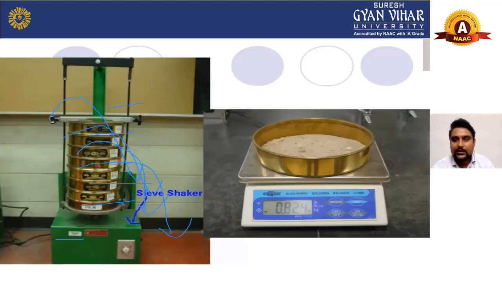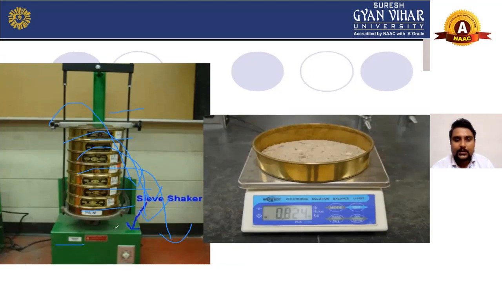Now, as you can see here, we are doing the sieve analysis. It is now on the sieve shaker. As you can see, this is your sieve shaker on which we put all the sieves together in the proper arrangement. Then we shake it for 15 minutes. In 15 minutes, what will happen? Soil will pass through all the sieves. If the size of the soil is bigger, then it will be retained in the sieve. And then we have to do the weighing.